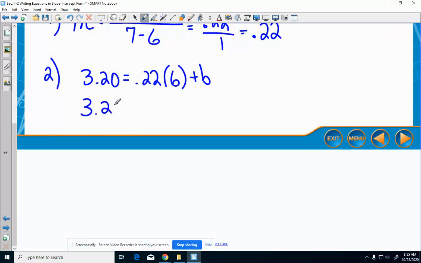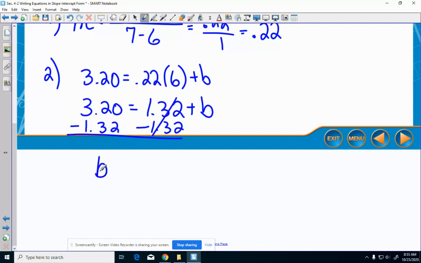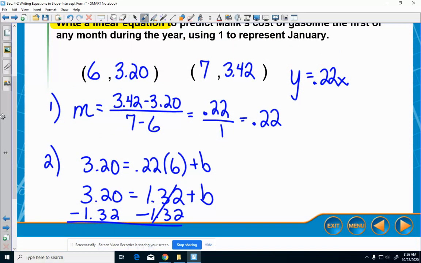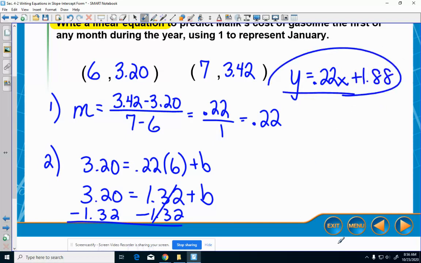This would leave me with $3.20 is equal to what is 0.22 times 6? Is that $1.32? Is that right? So 1.32 plus b, and then you'll find the last thing, Faith, by doing what? Okay. All right, and you'll get b is equal to $1.88. So if I come back up here, should I write plus 1.88 or minus 1.88? I should put plus 1.88. All right. So that would be the equation that I would use for any month.